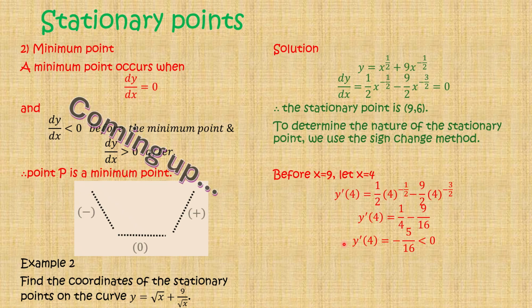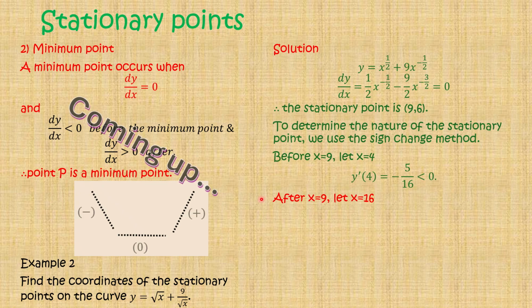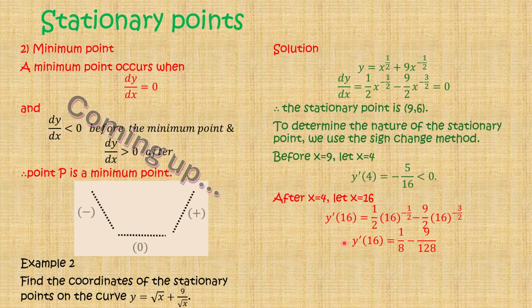We also move on to find other values that are greater than 4 for x. For instance, x is equal to 16. With that, substituting, we are going to get that. And simplifying further, we get the y prime of 16 being equal to 1 over 8 minus 9 over 128.